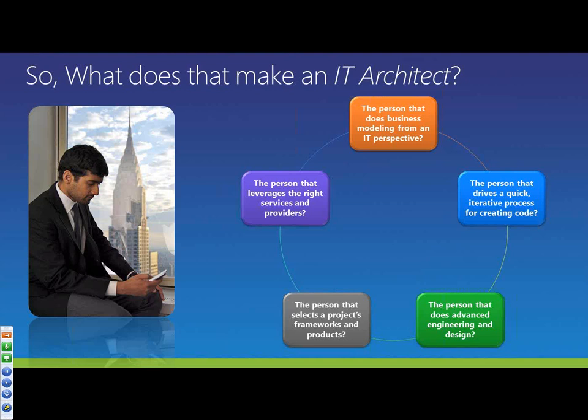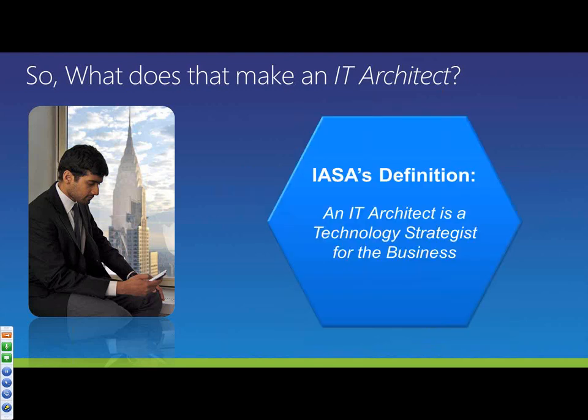And in terms of selecting a project framework and products, yeah, I'm the guy that usually picks what we're going to build on. And then the person that leverages the right services and providers. Yeah, I can say I'm asked to do that. Is it all of these? Probably. We probably are doing an element of all of these things in our architecture. So taking the previous definition, how do I create a bumper sticker definition out of this? And I like this.